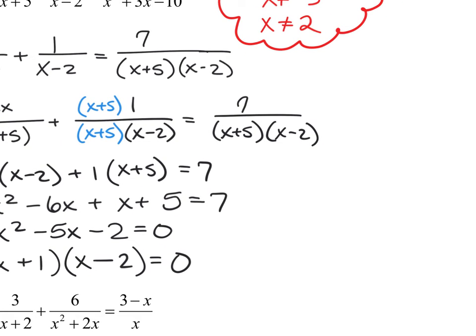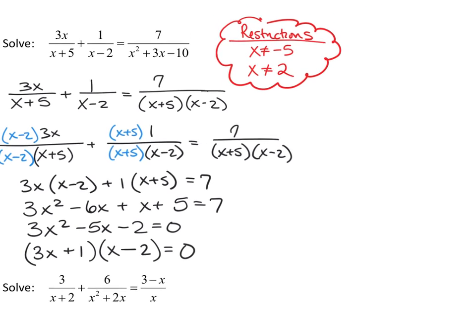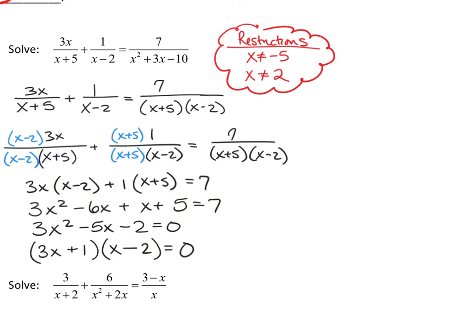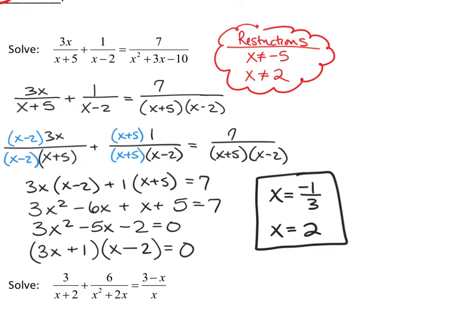Therefore, I can say that my solutions, let me just back out a second. My solutions here using the zero product property, solving the first equation is going to be minus 1 divided by 3. So negative 1/3, and x equal to 2. Thanks, zero product property. Fabulous, so those are my solutions.